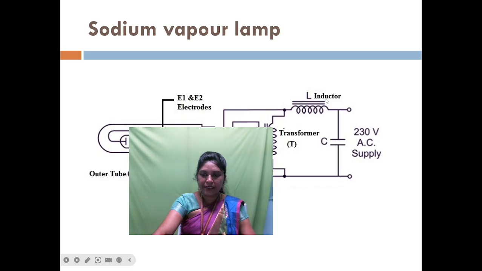Here also it has the inductor, that is the choke. This choke is used to regulate the current flow in the lamp and to maintain the uniform discharge. Here we are having the capacitor. The main function of this capacitor is to maintain the power factor. Due to this cathode heating transformer, the current gets lagged, so the capacitor is used to correct this and improve the power factor.